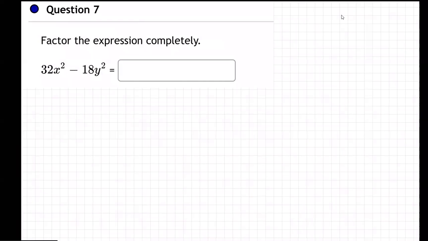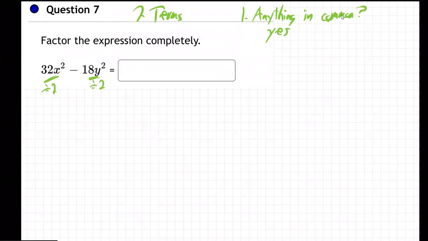Okay, so on this one, again, we have two terms. And so what do we do? Well, the first step on every factoring problem is we ask the question, is there anything in common? Is there anything, so like, what do these guys have in common? In this case, yes, they're both divisible by 2, right? That would leave 16 and that'll leave 9. So yes, 2 is in common.